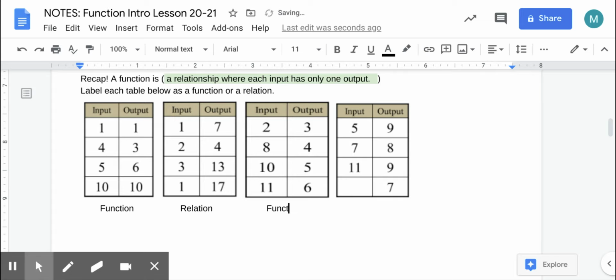Look at the third table. The third table is a function. It's a function because each of these inputs is assigned to one number.